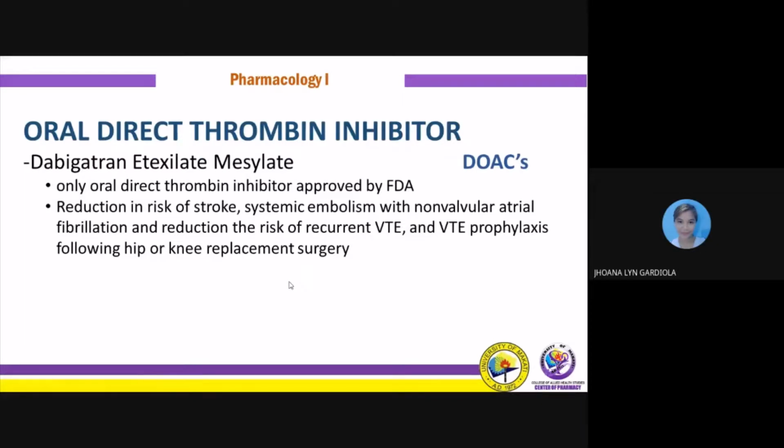So, dabigatran etexilate mesylate is the only oral direct thrombin inhibitor that is approved by the FDA, and it is used for the reduction in risk of stroke and systemic embolism with non-valvular atrial fibrillation, and reduction of the risk of recurrent VTE and VTE prophylaxis following hip or knee replacement surgery.